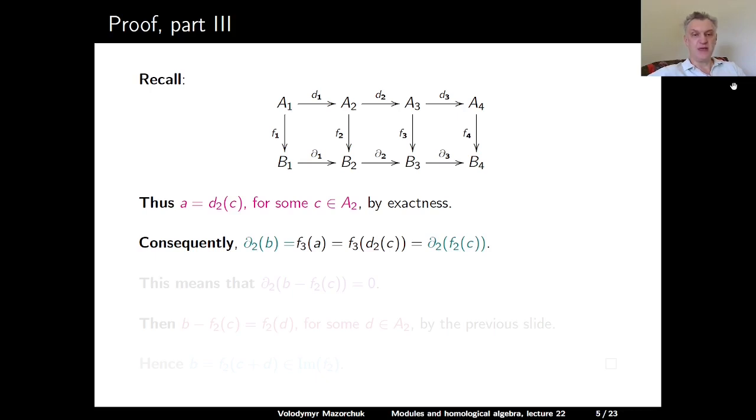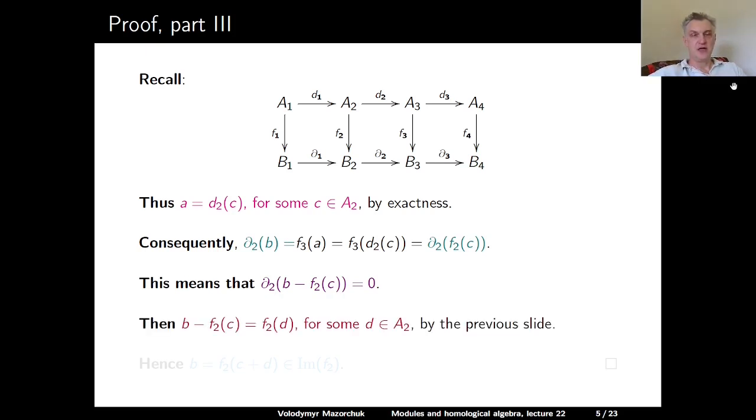So the elements B and F2 of C have the same image under partial 2. In other words, partial 2 annihilates their difference. But then, due to the fact which we already proved on the previous slide, the difference B minus F2 of C belongs to the image of F2. So it can be written as F2 of some element D in A2.